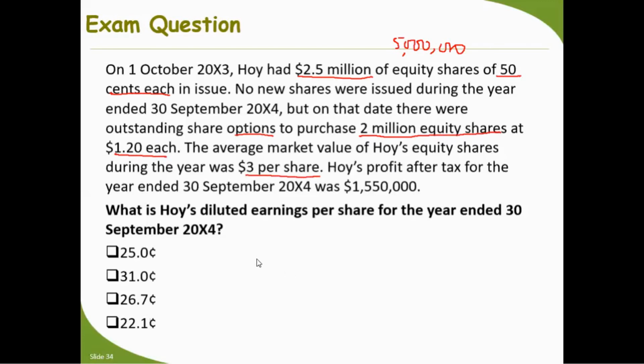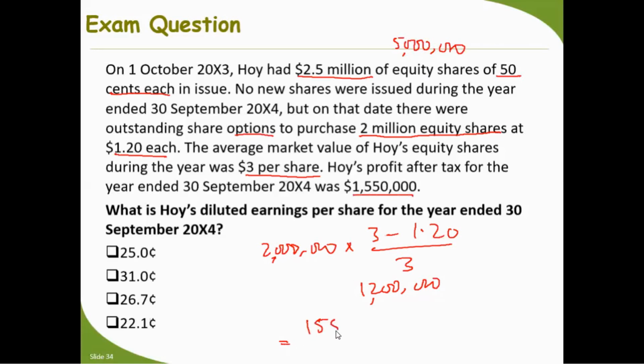So we will calculate the bonus element, the number of bonus shares. So 2 million times fair value, which is 3, minus issue price, which is 1.2, divided by 3. So 2 million times 1.8 divided by 3 equals 1.2 million. The bonus element is 1.2 million. Shares already in issue are 5 million. So diluted EPS: profit attributable to ordinary shareholders is 1.55 million.